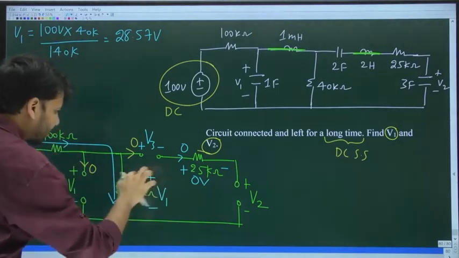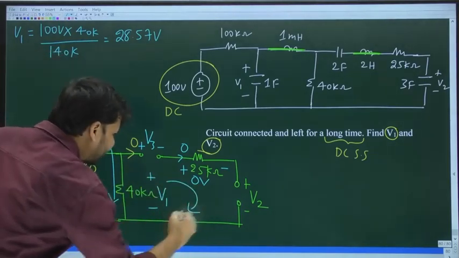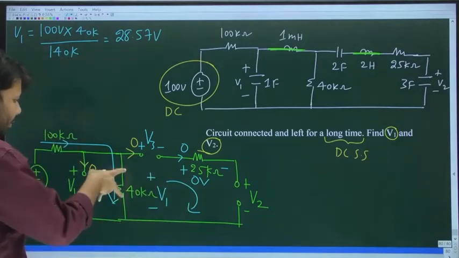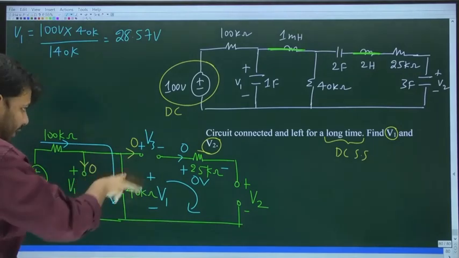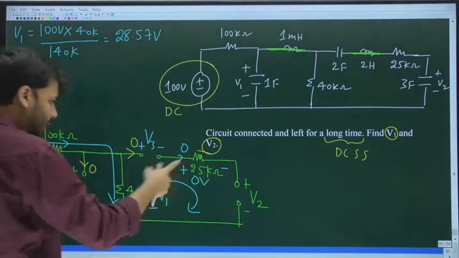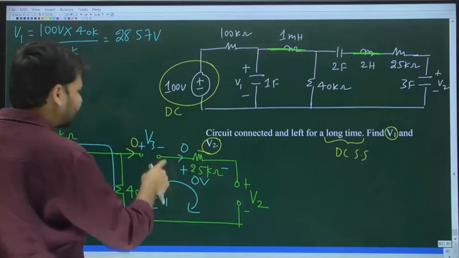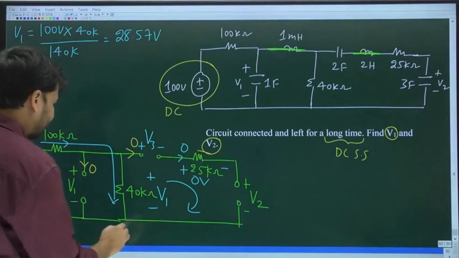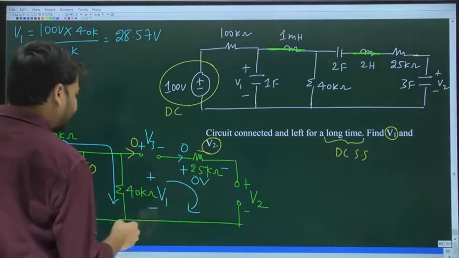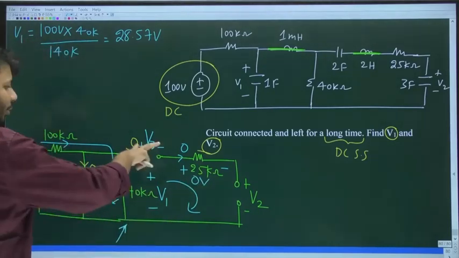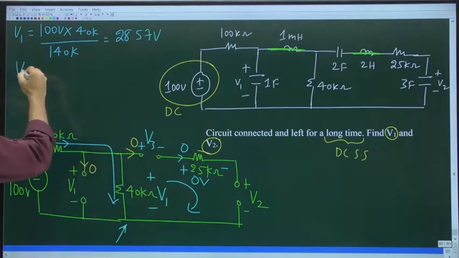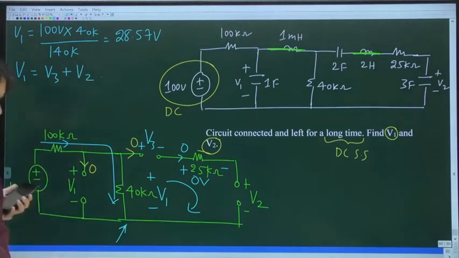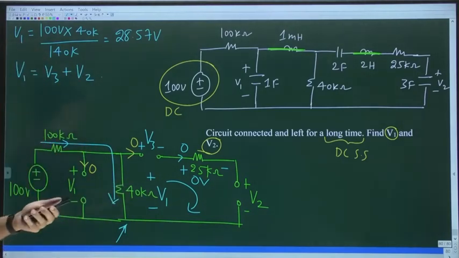Now here, are we not having some kind of a loop? If you write KVL around the loop, won't you get V1? This voltage equals this voltage plus this voltage, because minus is connected to plus. Whenever minus is connected to plus, you can add the voltage. Even if you start at this point and write KVL around this loop, you will get V1 equal to V3 plus V2. I hope this point is clear to everybody.